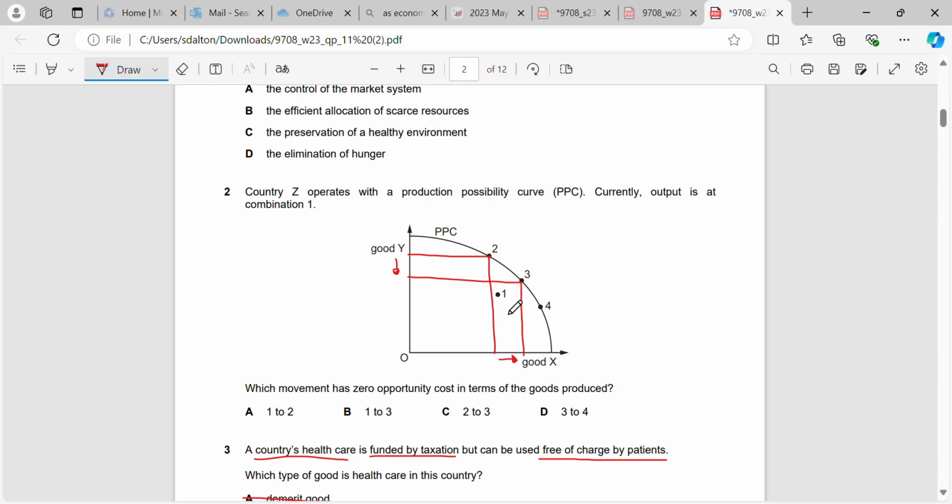However, if we move from point 1 to point 3, we will not have an opportunity cost because we're inefficient at point 1, so we're just using more resources. We can see that our capability of producing good X will increase and our capability of producing good Y will increase.